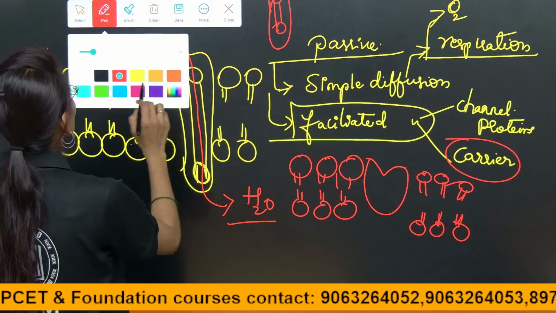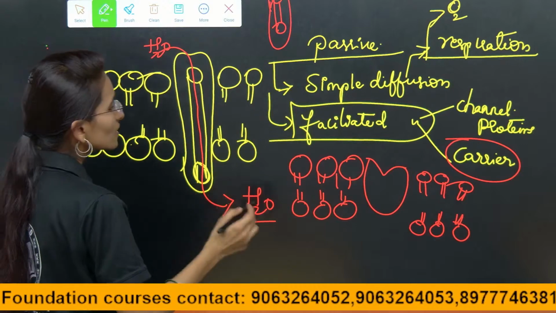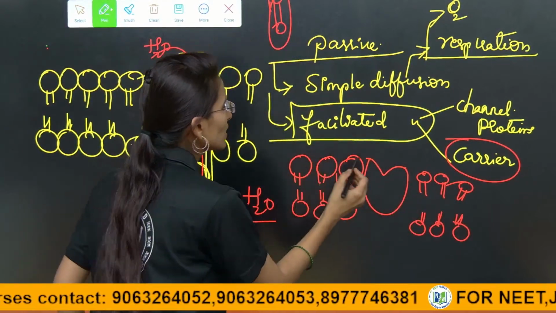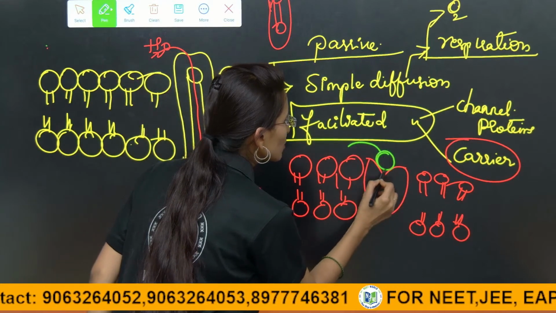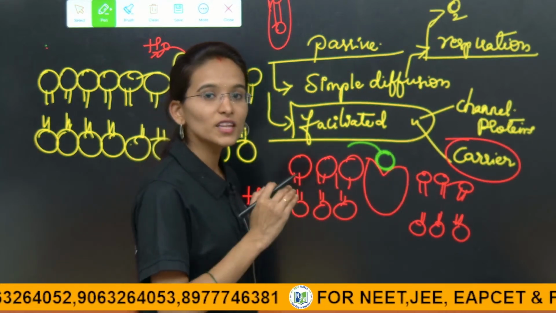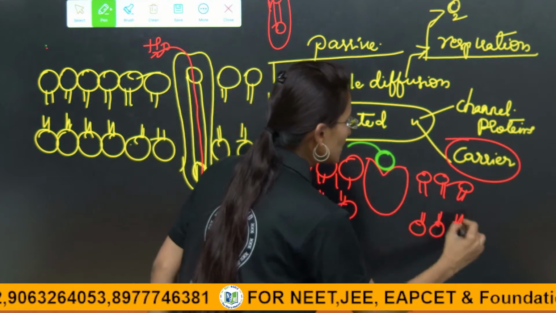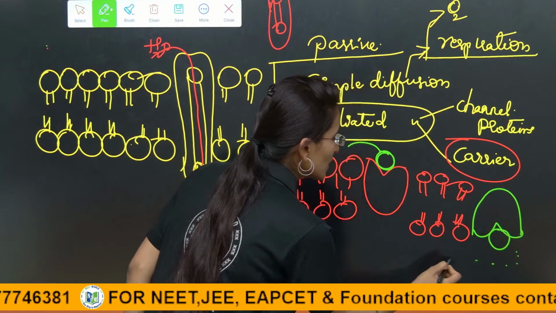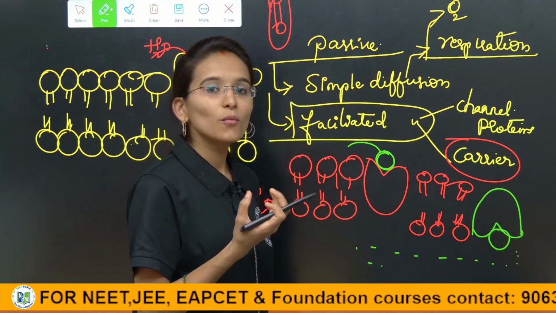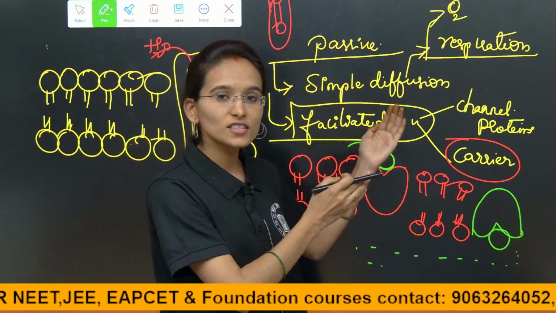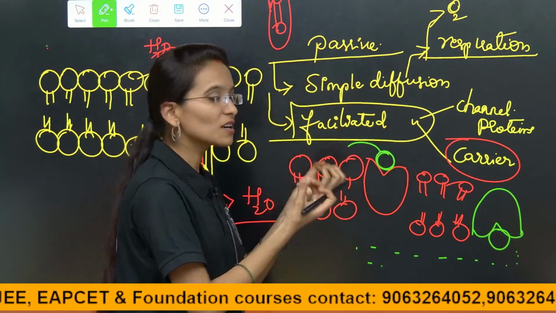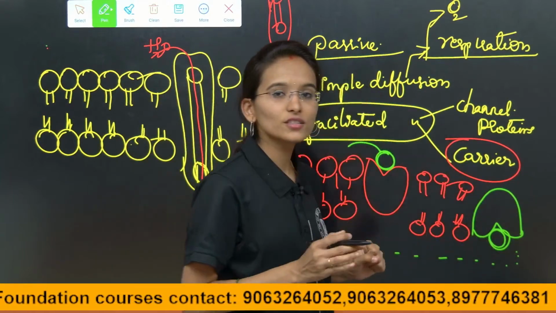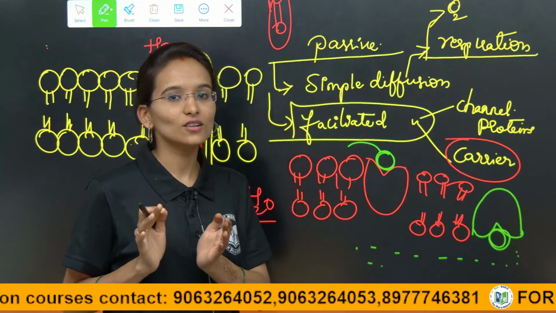So in facilitated diffusion, the carrier proteins will take the molecules or ions from the ECF, the extracellular fluid, and then distribute them into the cytoplasm. They will capture the molecules or ions present in the extracellular fluid, then become inverted and distribute these molecules or ions which are required for the intracellular fluid.